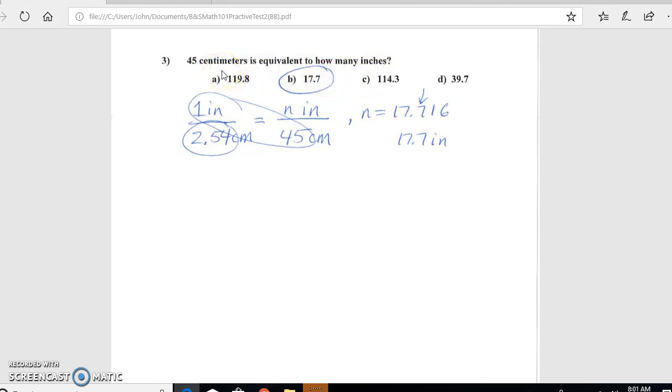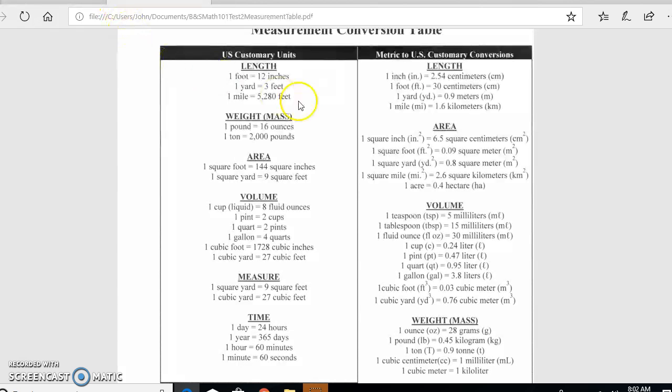Centimeters is a metric unit of measure, inches is a US unit of measure, and we're going to go to our formula sheet, our conversion table, and we're going between metric and US units. So we're going to be looking under the length formulas here, and we want a formula that goes from inches to centimeters. So we have one right here. 1 inch is equal to 2.54 centimeters.